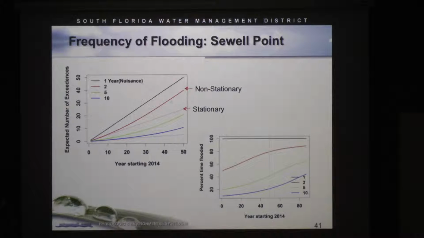And this work has not been published yet, but NOAA published a report last year on nuisance flooding all around the U.S. They showed that nuisance flooding has been increasing with time. They attributed that to past sea level rise.